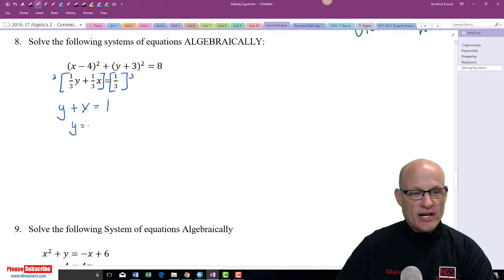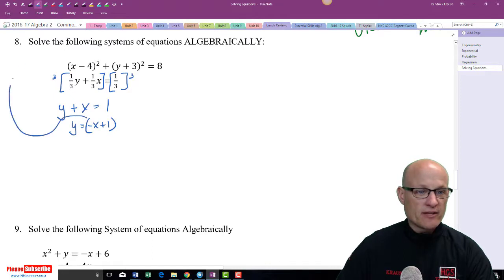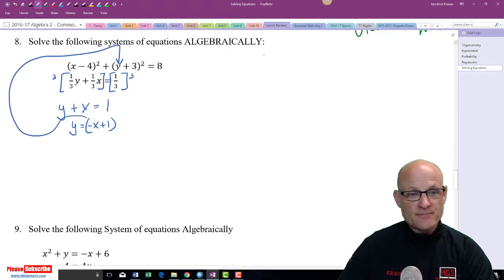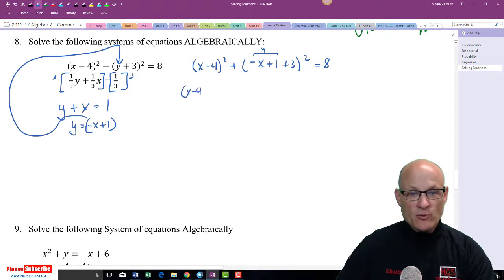And then when I solve it, I get -x plus 1. Get in the habit of putting the x first. We're going to take this, plug it in for y. I could have solved for x. It makes no difference. So then I end up with (x minus 4) squared plus (-x plus 1 plus 3) squared equals 8, right? Because this is the y I just substituted in for. All right, so this is (x minus 4) times (x minus 4) plus (-x plus 4) times (-x plus 4).